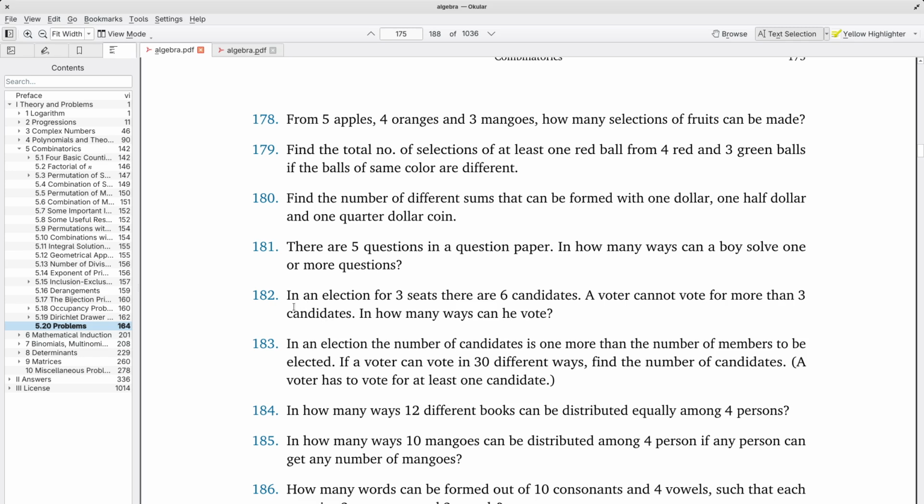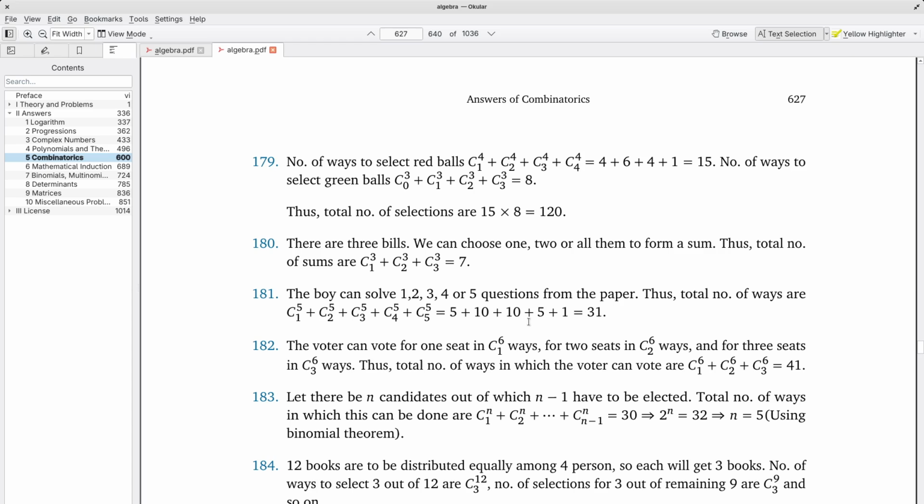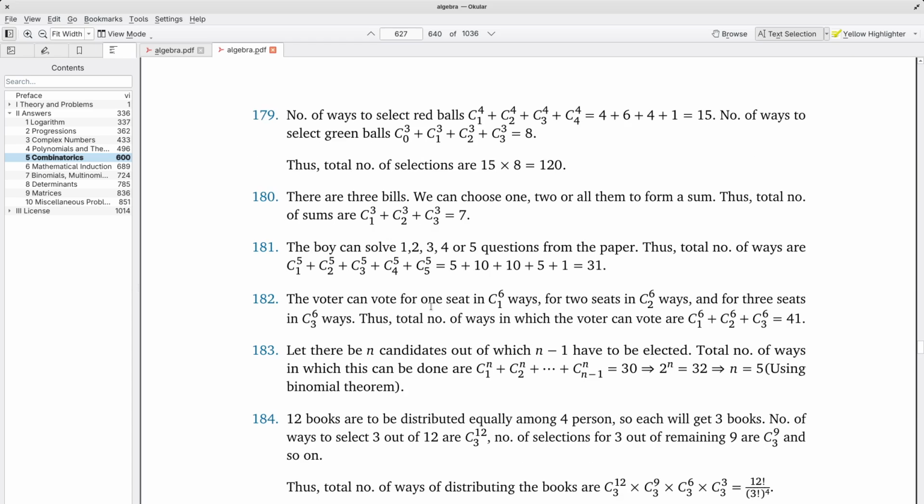Question 182 says that in an election for 3 seats, there are 6 candidates. A voter cannot vote for more than 3 candidates. In how many ways can he vote? So he can vote for 1 seat in 6C1 ways, for 2 seats in 6C2 ways, and for 3 seats in 6C3 ways. The total number of ways of voting are 6C1 plus 6C2 plus 6C3, that is 41.